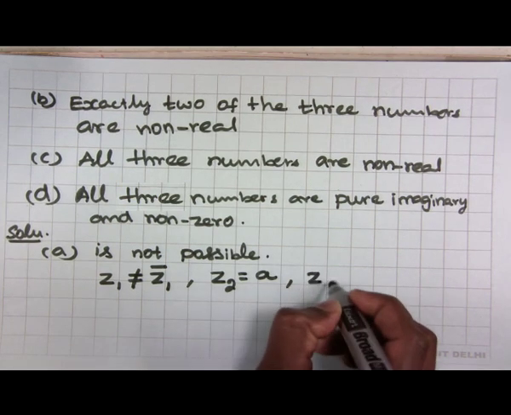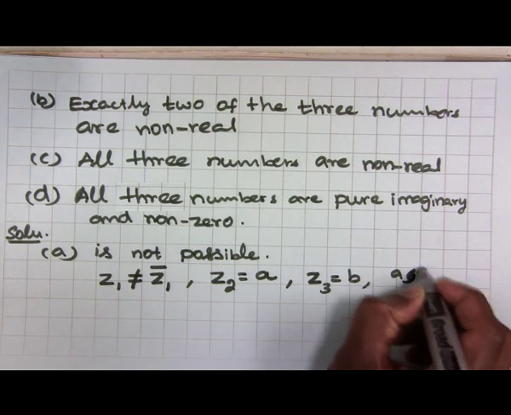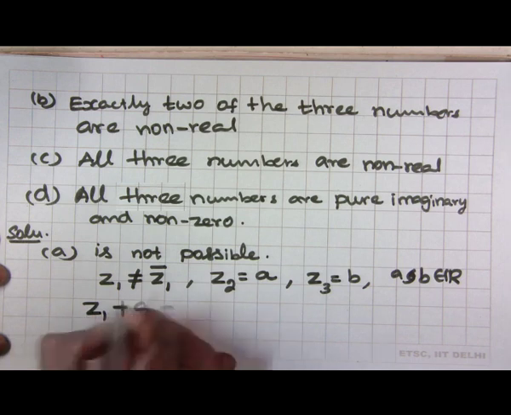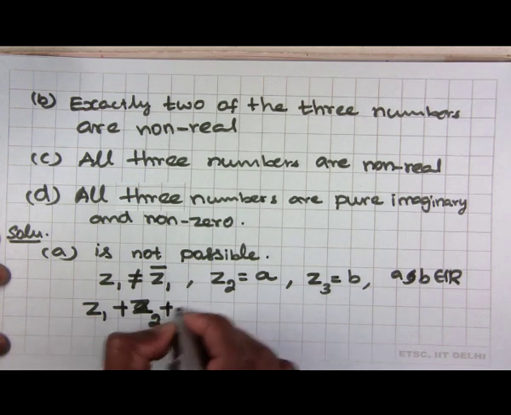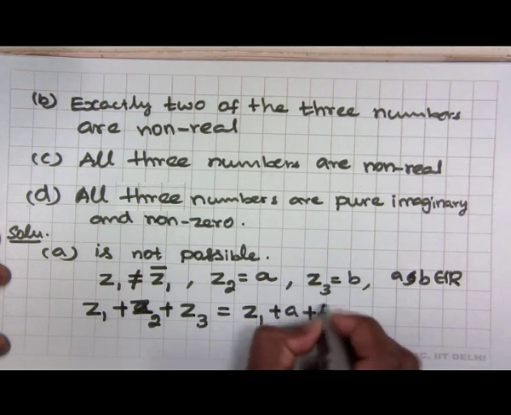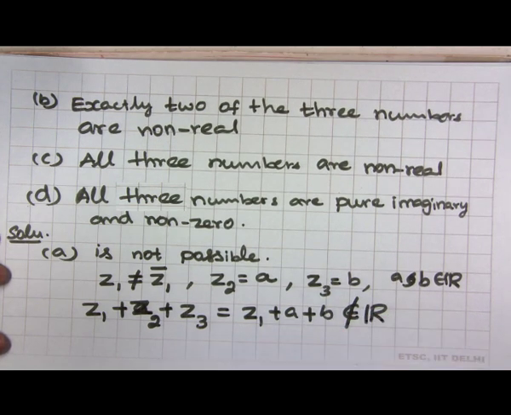And the remaining, say z2 and z3, can basically choose as real numbers. Let me call them A and B, where A and B are from real numbers. Then immediately I see that z1 plus z2 plus z3 is just z1 plus A plus B. Certainly it is not a real number. The reason is z1 contains an imaginary part which is not cancelled by other terms. So, that remains as it is, which means it is not a real number. So, the possibility of A is ruled out.